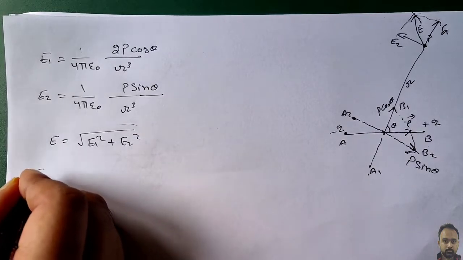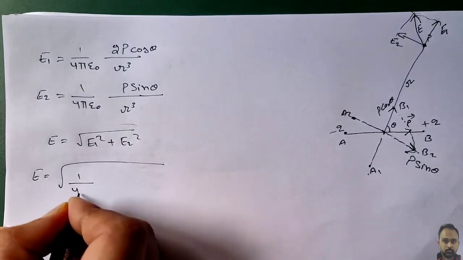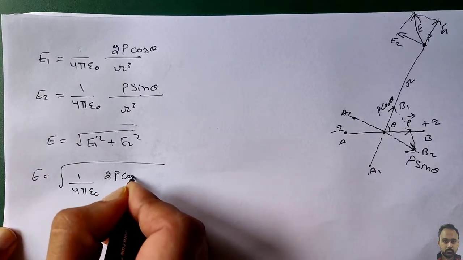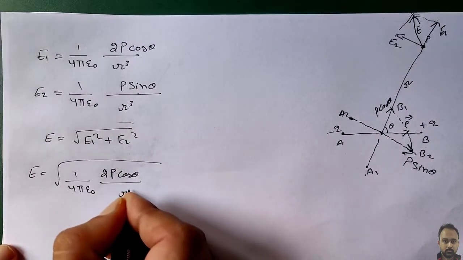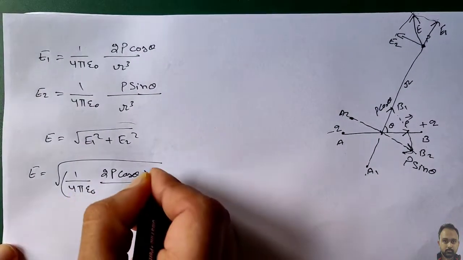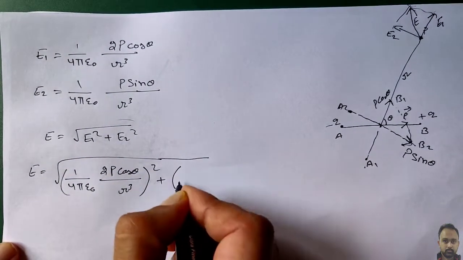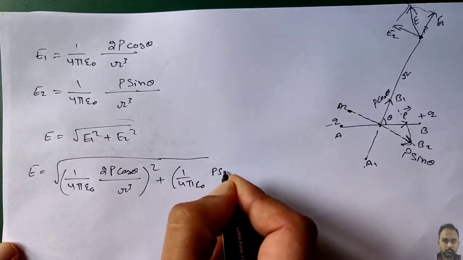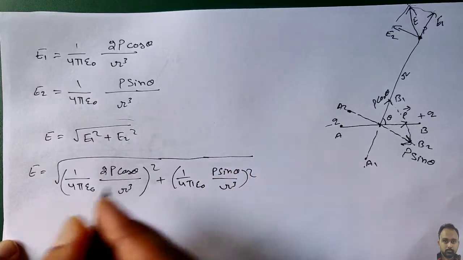The value of E1 is 1 over 4 pi epsilon naught 2p cos theta over r cube, and the square of the whole because E1 square is there. Okay, so the value of E2 is 1 over 4 pi epsilon naught p sine theta over r cube and whole square.